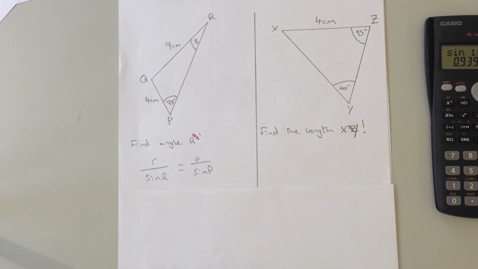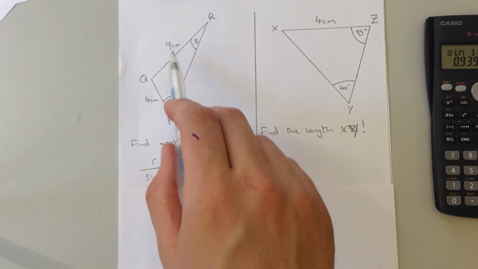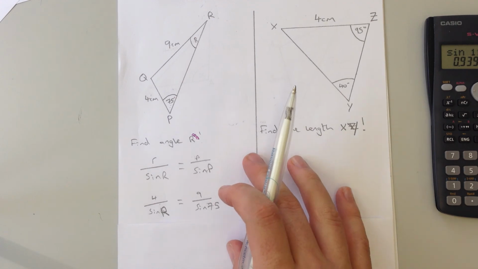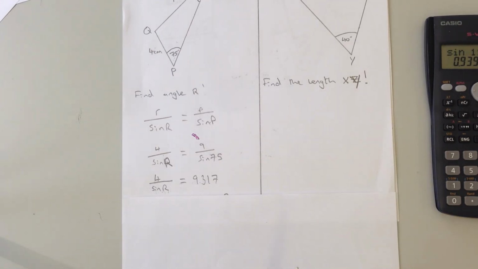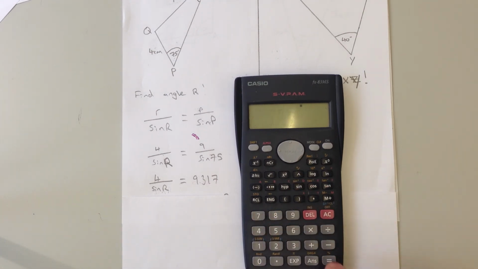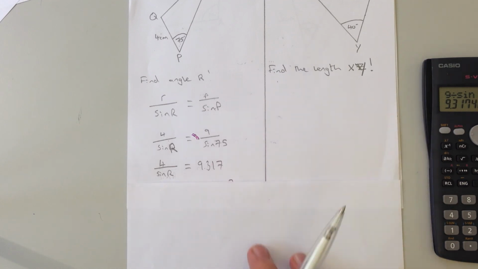Well, we know that it's going to be side R over sine R equals the length P over sine P. Well, we can fill in what we know. 4 over sine R equals 9 over sine 75. From there then, we can work out some values. 9 divided by sine 75 equals 9.317. So that's that value. 4 over sine R equals 9.317. With a bit of rearranging, sine R equals 0.4293.